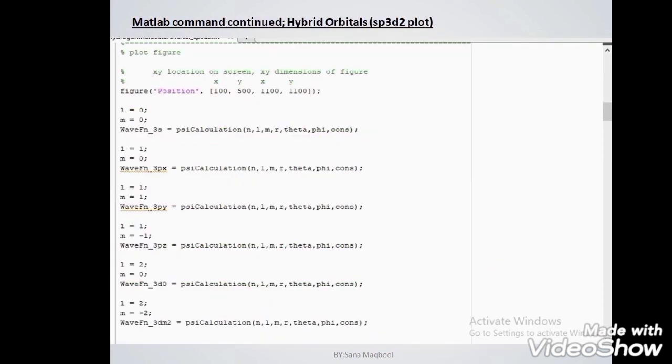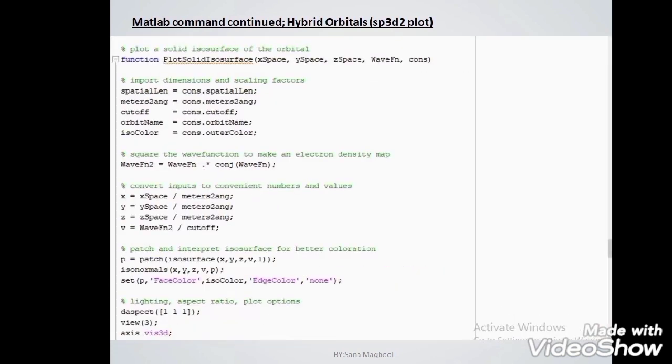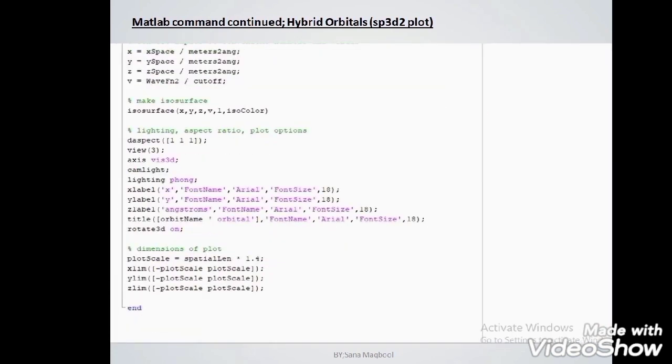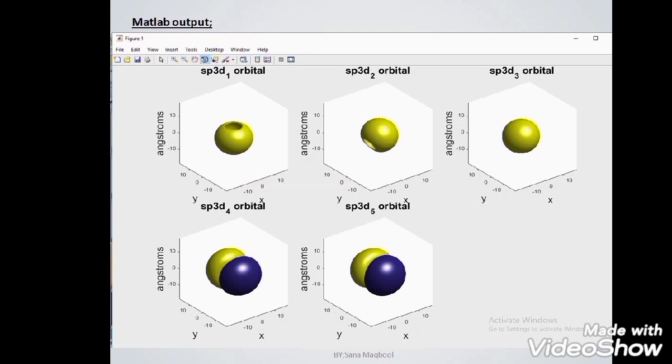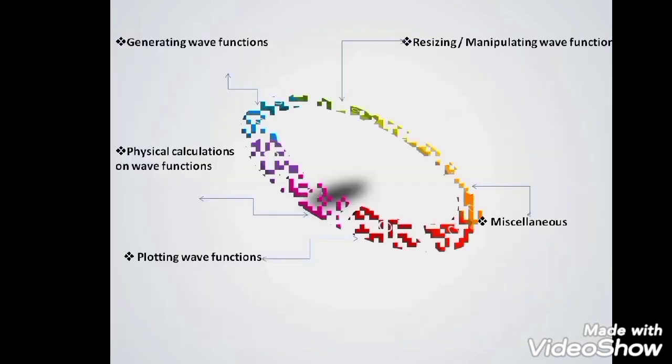And now the MATLAB commands for the hybrid orbital sp3d2 plot are shown over here, and we will get the MATLAB output as this one. It is for the sp3d1 orbital, sp3d2 orbital, sp3d3 orbital, sp3d4 orbital, sp3d5 orbital.